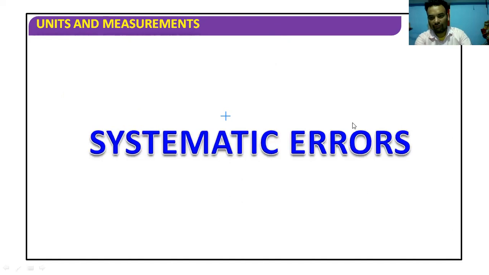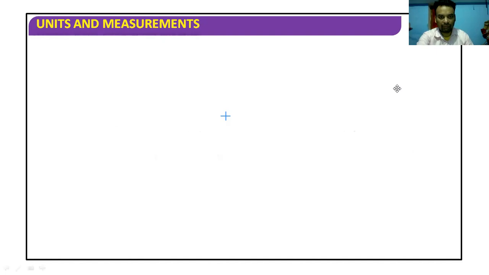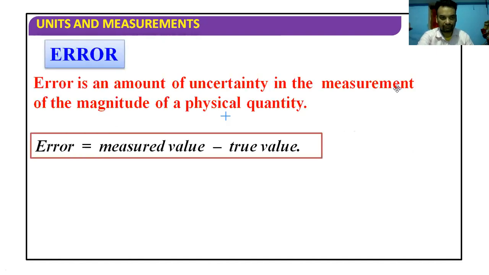Now we have systematic errors. They were already taken in the previous lecture, but still there are some new things to be discussed in the systematic error. So error is always the difference of measured value and true value, or true value minus measured value. So this is called error.